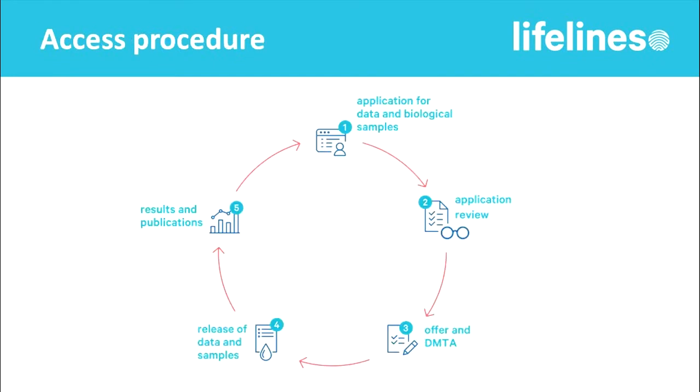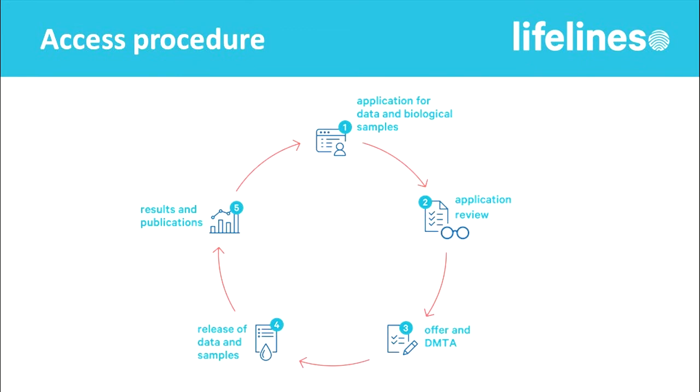Which brings us to an important question: how can you as a researcher gain access to this data for your research? Well, the first step in this process is to apply for the data. In this case, for example, the phenotypic and the genetic data. You can do so by going to our website and filling in a form, but you can also of course always get in touch with us to ask about the possibilities and how it fits your research needs.